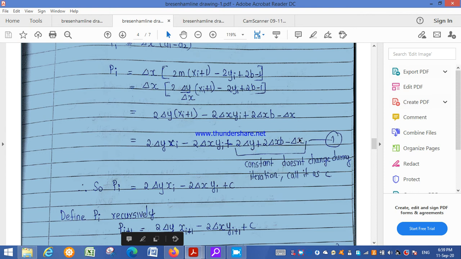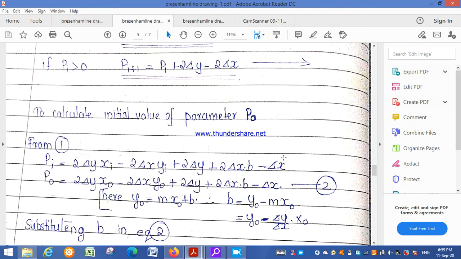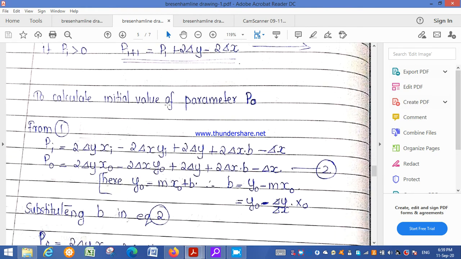Here we substitute c as a constant. I already explained this equation. You take this equation 1 for deriving the initial decision parameter. Here, to calculate the initial decision parameter, instead of pi we call it P0, and substitute 0 instead of i. So 2 delta y x0 minus 2 delta x y0 plus 2 delta y plus 2 delta x into b minus delta x. We know that y0 is equal to m x0 plus b.